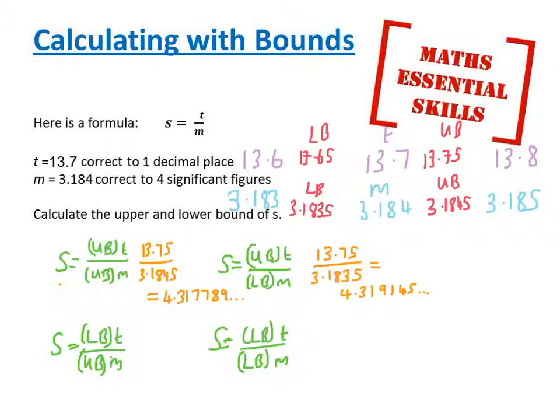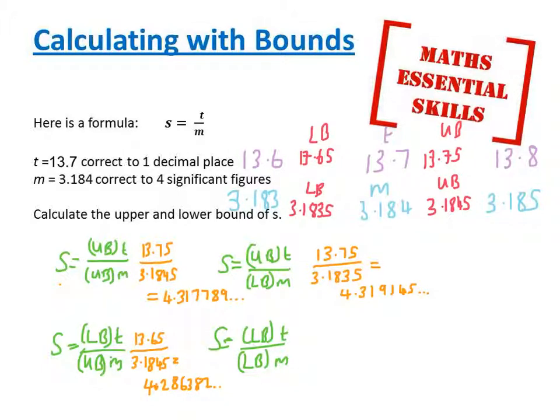Okay, let's now consider the third option, the lower bound of t. That would be 13.65 divided by the upper bound of m. That would be 3.1845. And on the calculator, this gives me an answer of 4.286387, and so on.